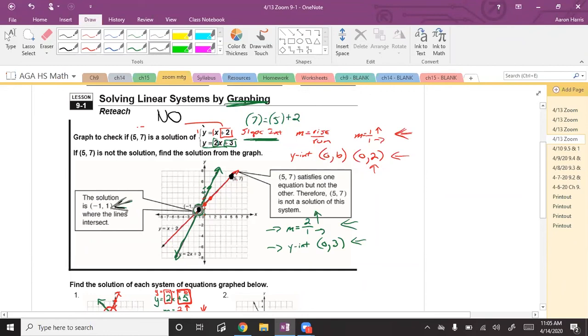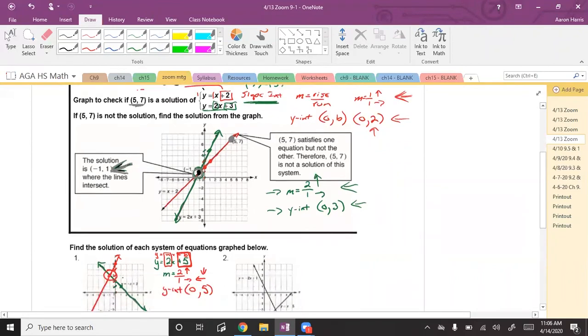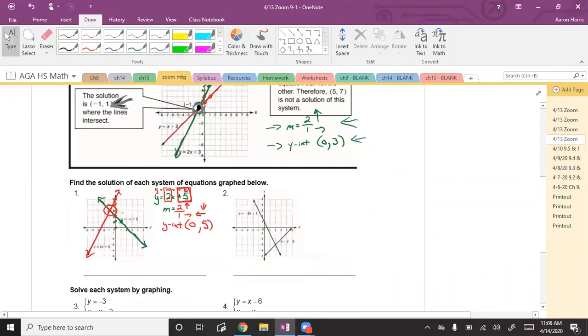Now, they asked the question up here, is (5, 7) a solution? Well, (5, 7) was way up here, and that is not where they intersect, so therefore it is not a solution. But once we graphed, we figured out that (-1, 1) was a solution, okay? And then we were able to do it down here, okay, as we go through.